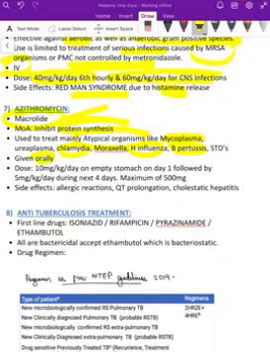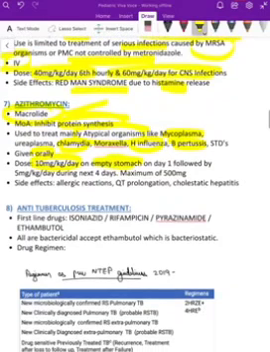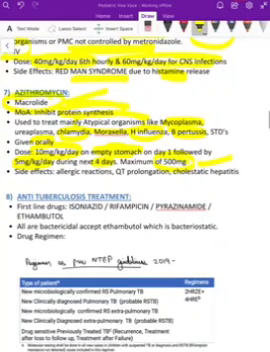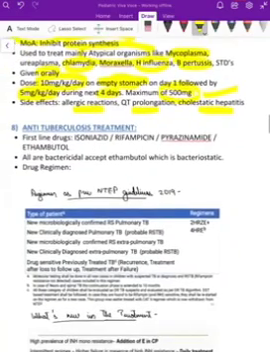How do we give it? On the first day we give it as 10 mg per kg per day on an empty stomach. That is followed by 5 mg per kg per day during the next 4 days, maximum of 500 mg. Side effects include allergic reaction, QT prolongation, cholestatic hepatitis, etc. How is it available? It is usually available as 500 mg tablet or 250 mg tablet.